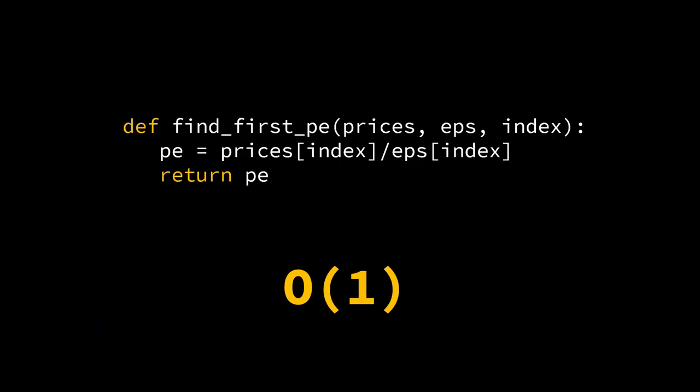This is the example of a function whose complexity is order of 1. Let's say you are trying to find the PE of the first stock in your list. So here I am getting the stock price in a list. I'm getting EPS of different stocks in the list. So these two lists have price and EPS for different stocks.